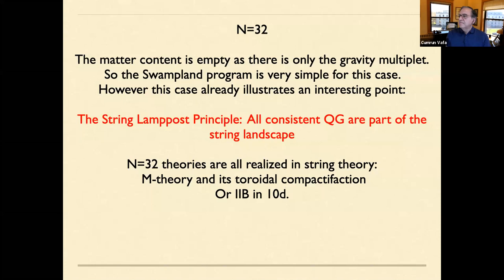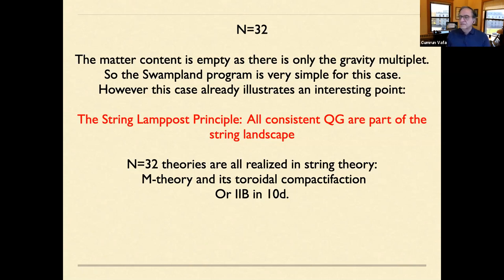So it could have been that the theories with 32 supercharges are perfectly consistent, but they are not realized in string theory, for example. But that is not the case. The fact that they are realized in string theory indeed gives further credence to their existence and consistency. So indeed, we know how we get theories with 32 supersymmetries. We either start with M theory in 11 dimensions or its toroidal compactifications, or type 2B in 10 dimensions.